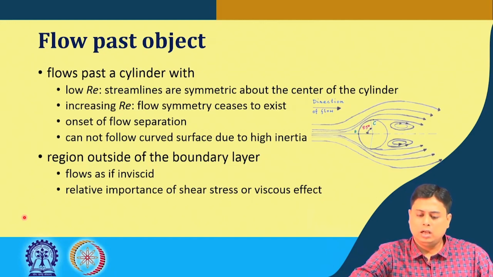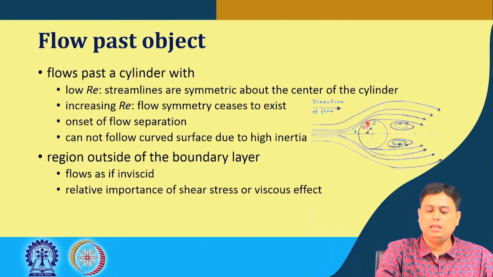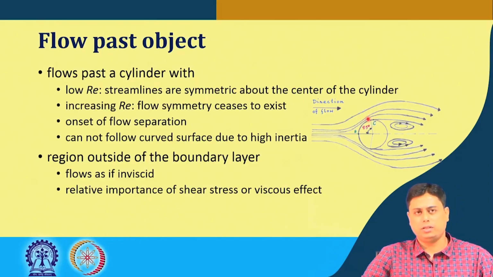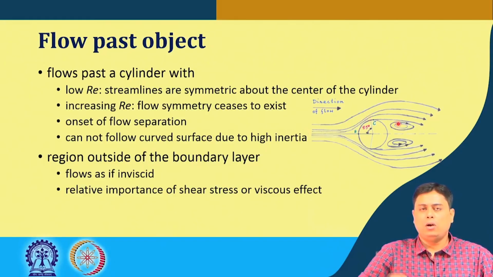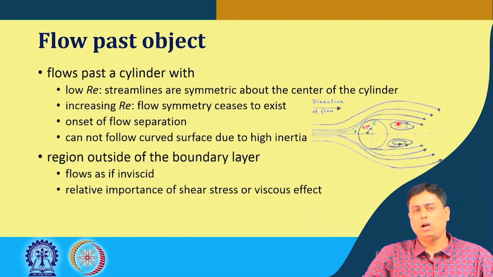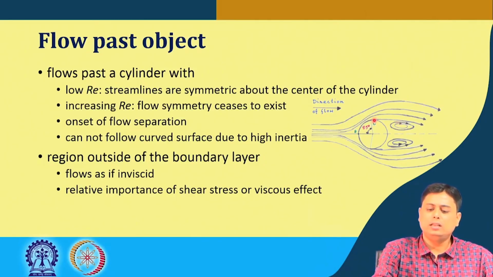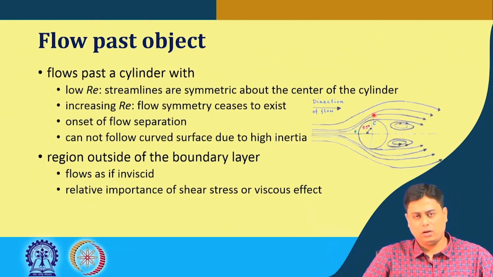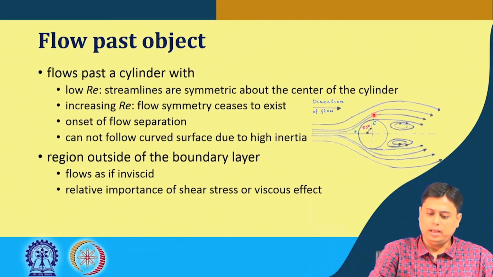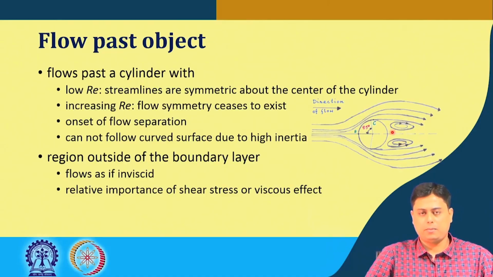If you remember this figure here, this C was the point of flow separation, because the flow cannot follow the curved surface due to high inertia, as the Reynolds number is very high, and higher and higher. As it goes higher, there is the onset of this separation point, and as it happens exactly at the rear point of this object, a wake formation happens.